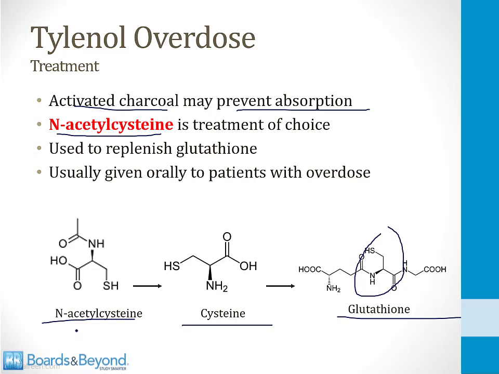You can see that there's a cysteine molecule in the middle of a molecule of glutathione. So in other words, when you administer N-acetylcysteine to a patient with Tylenol overdose, their liver can use this to replenish glutathione. And as we'll see in a minute, glutathione helps the liver prevent damage from excess levels of Tylenol. N-acetylcysteine is usually given orally to patients who have overdosed on Tylenol.